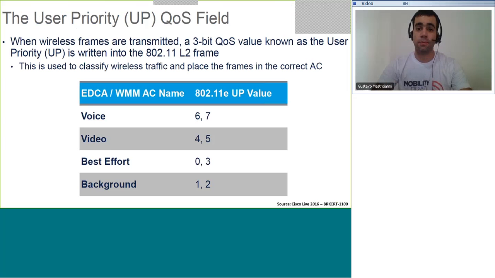As I said, the user priority UP values match with the 802.11e UP value and the WMM AC name. For voice, the UP value is 6 and 7. For video, the UP value is 4 and 5. For best effort, it is 0 and 3. And for background, it is 1 and 2.